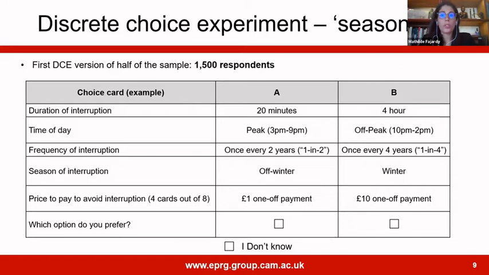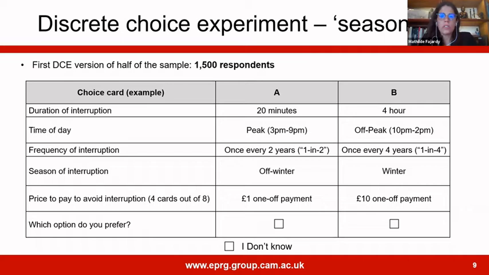This is an example of a choice card for the season version. So you can see that people have to make a choice between system A and system B. They will differ by the duration of interruptions, the time of day, is it peak or off peak, the frequency of interruption, is it one every 2 years, one every 4 years, or once every 12 years.